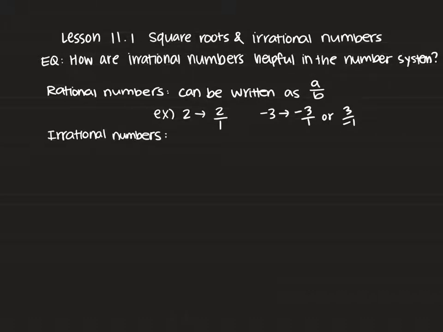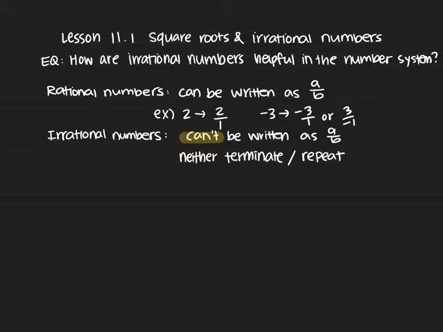By definition, irrational numbers are numbers that cannot be written as a ratio of two integers. It can't be written in fraction format. The decimal form of an irrational number neither terminates nor repeats. That means it's not going to end and it's not going to repeat its numbers. So for example, the most well-known irrational number would be pi because it does not repeat and it does not end.